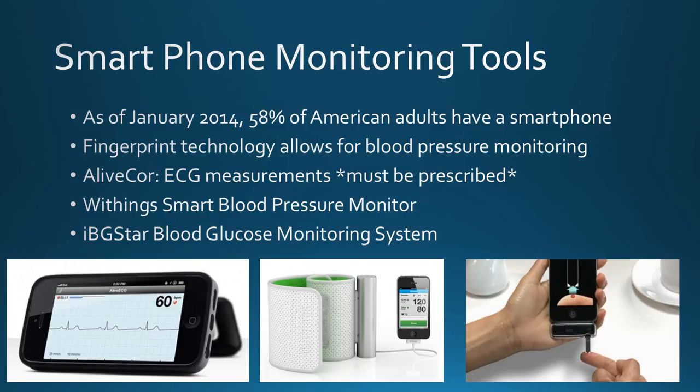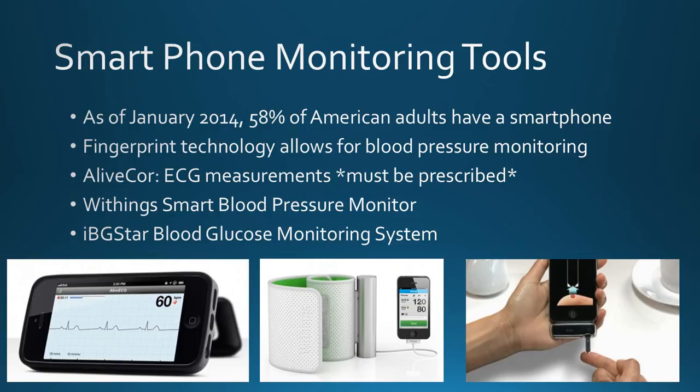The first one listed here is the AliveCor, and that's on your bottom left, and it measures EKG measurements. The caveat with this one is it has to be prescribed, and it is quite expensive. It's about $200, but you just snap it right onto your iPhone product and download the app and then place the fingertip over the key sensor for 10 seconds, and then you have an ECG measurement.